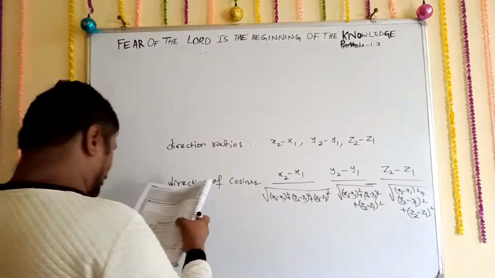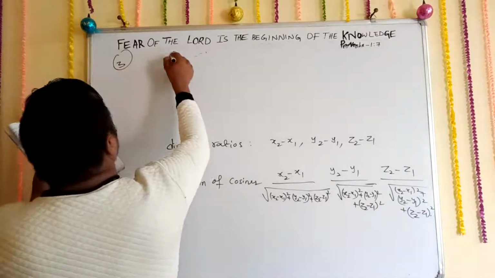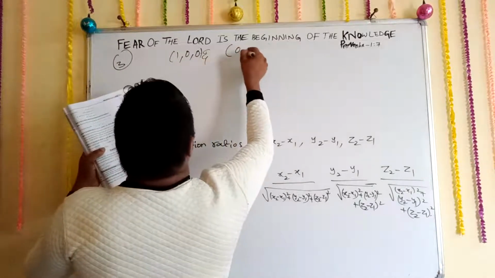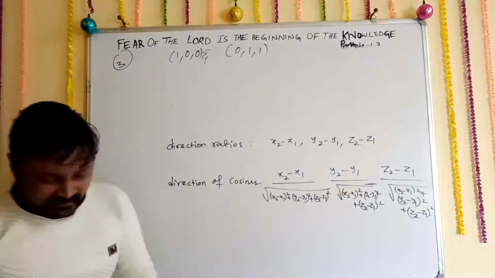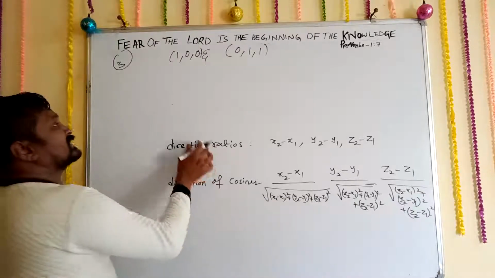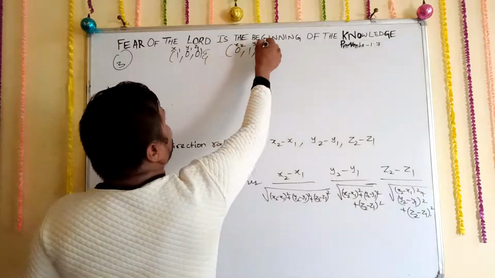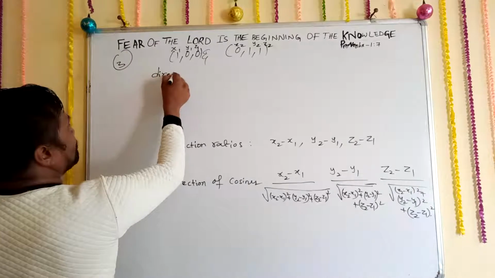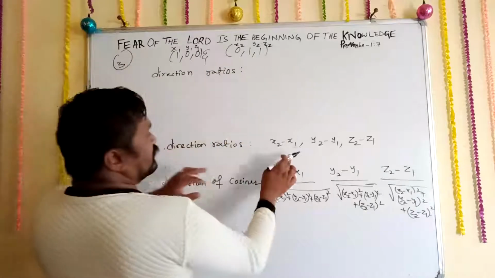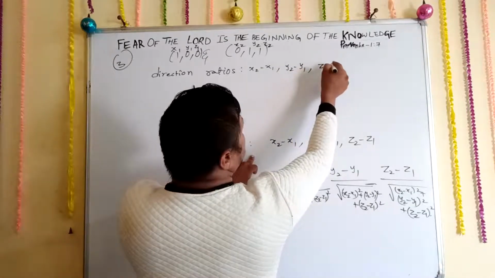Okay, so let me write one question, problem number 3. The given points are 1, 0, 0 and 0, 1, 1. For this I need to find the direction ratios and the direction cosines. First I'll find the direction ratios. Label the points x1, y1, z1 and x2, y2, z2. They said find the direction ratios, so write this formula: x2 minus x1, comma, y2 minus y1, comma, z2 minus z1.